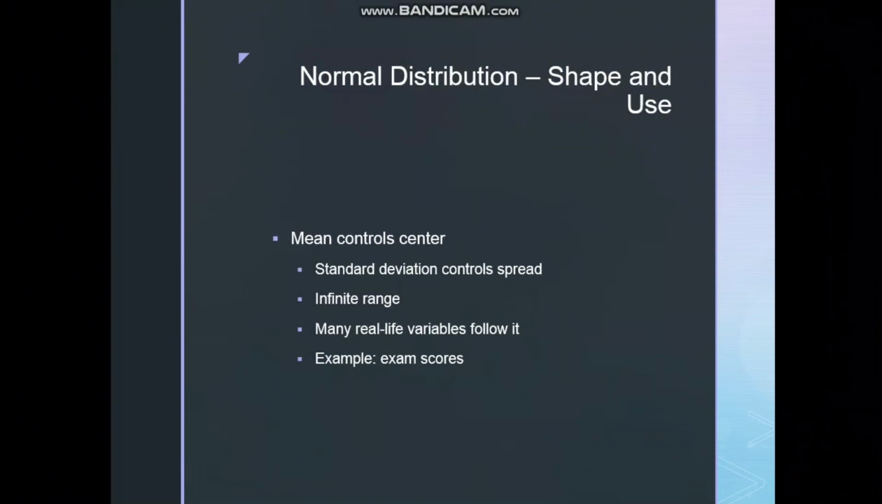The mean determines the center of the normal distribution. The standard deviation controls how spread out the data are. Changing the mean shifts the curve left or right. Changing the standard deviation makes the curve wider or narrower. For example, exam scores often follow a normal distribution with different spread.